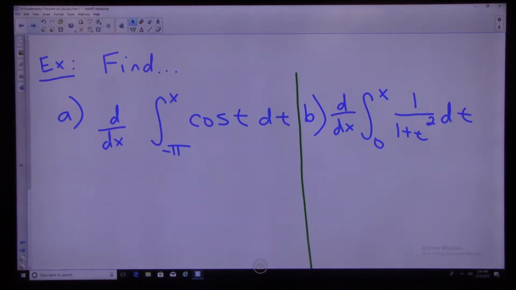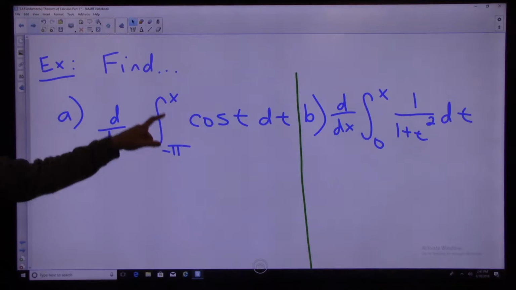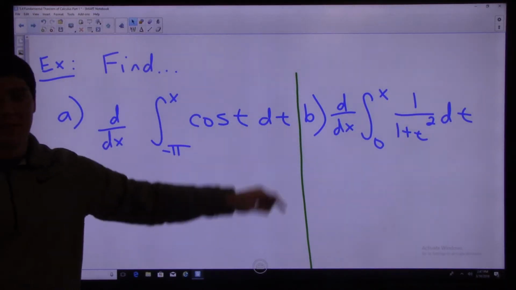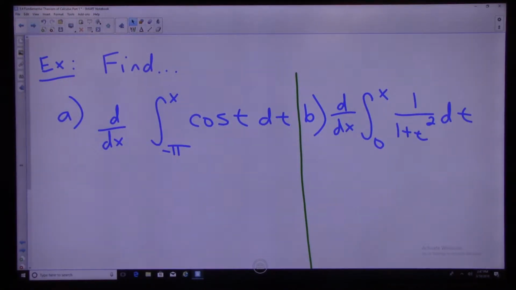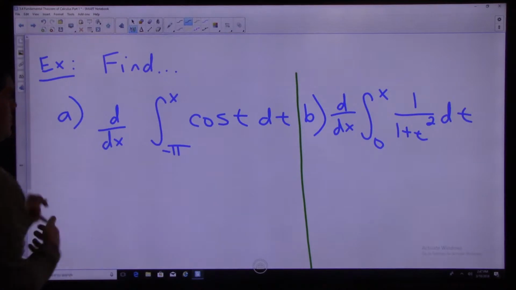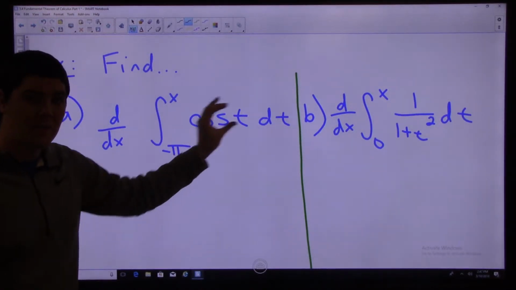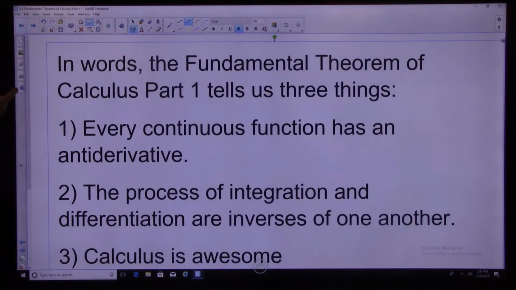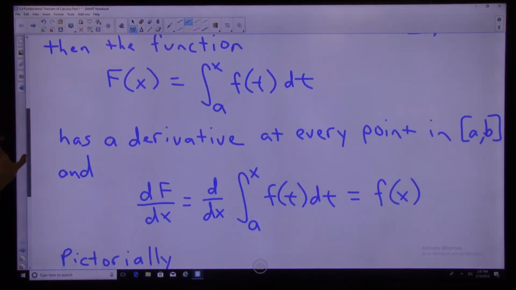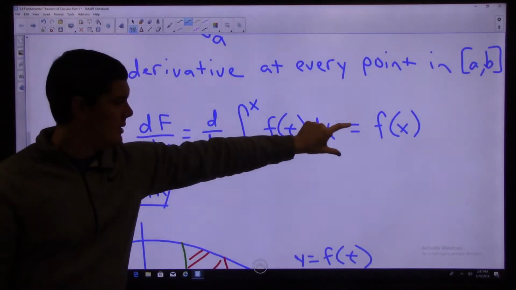So the 2 examples we have, we want to take the derivative of the integral from negative pi to x of cosine of t dt. That's all we want to do. Essentially, all we're trying to do, this is a function with respect to t right here. Let me break it down for you, how we had it written back here.